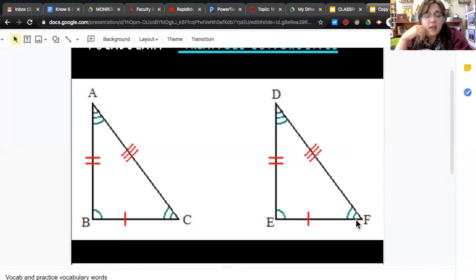Not only do we have the little hash marks for the sides, but we have these little angle arcs for our angles. So we have angle B and angle E are the same. Angle C and angle F are also the same. Angle A and angle D, they both have 3 little arcs or 3 little hash marks. They are the same.